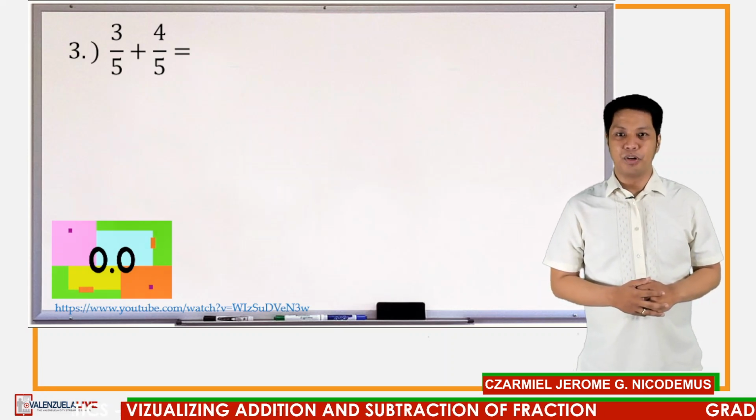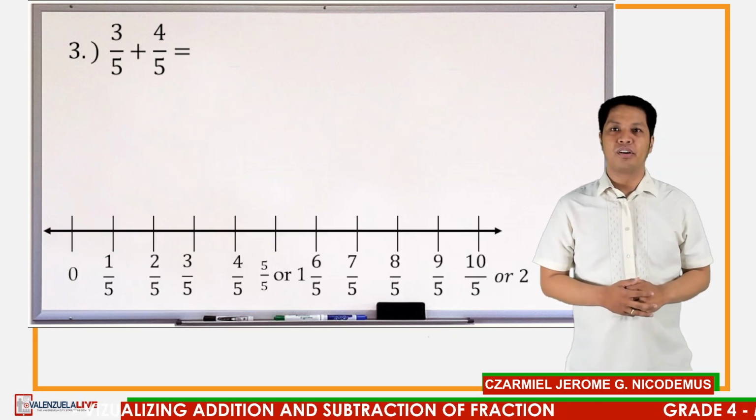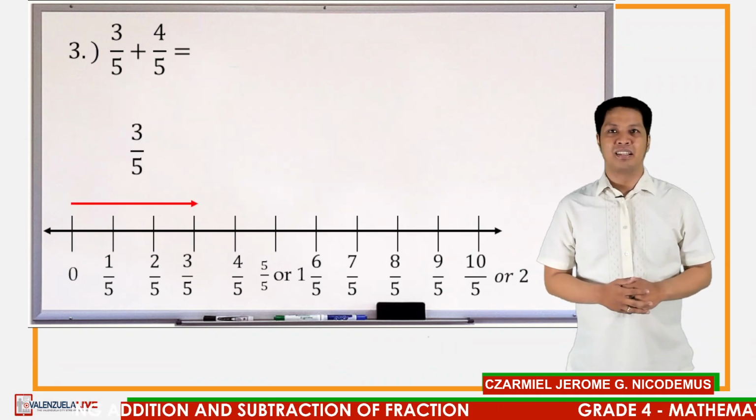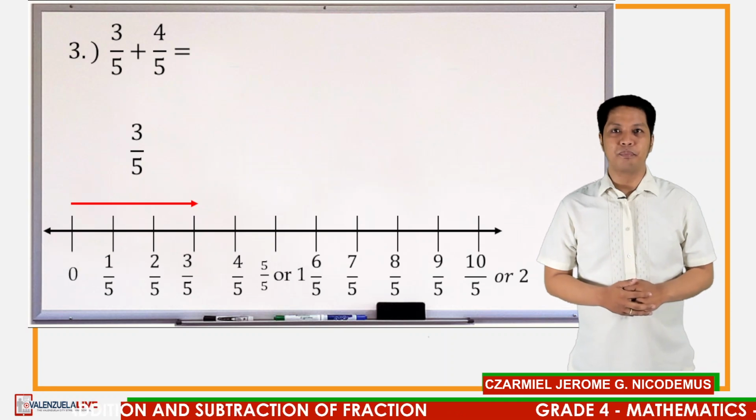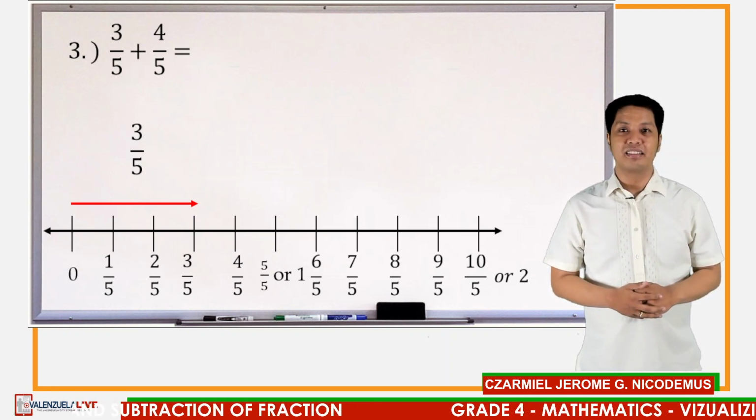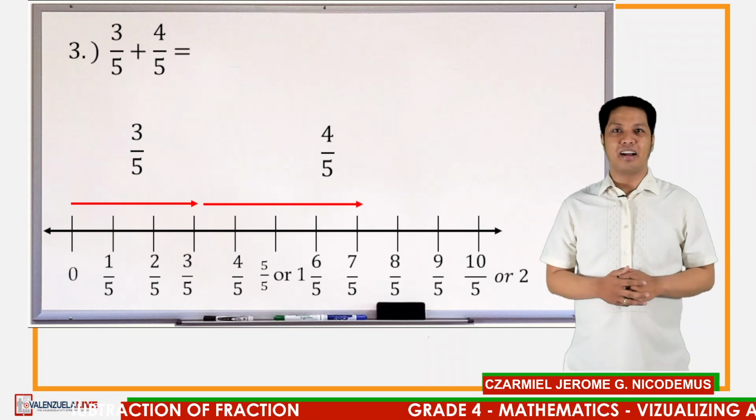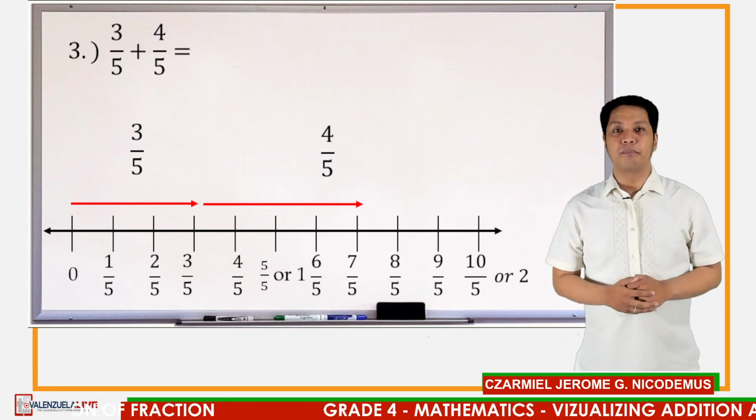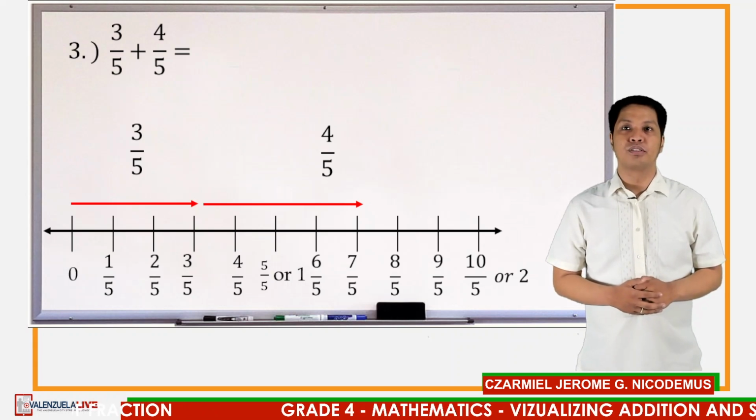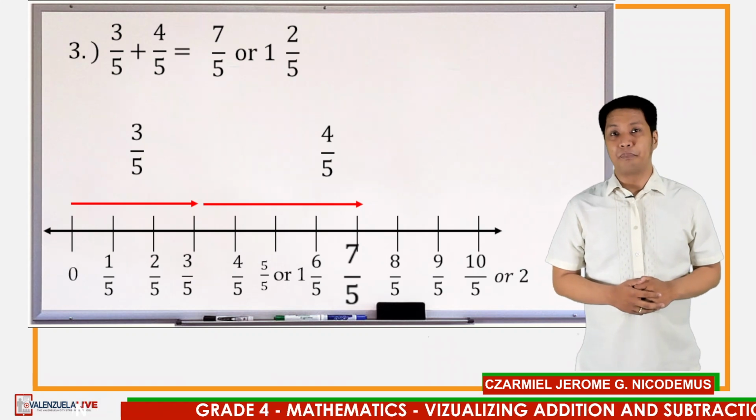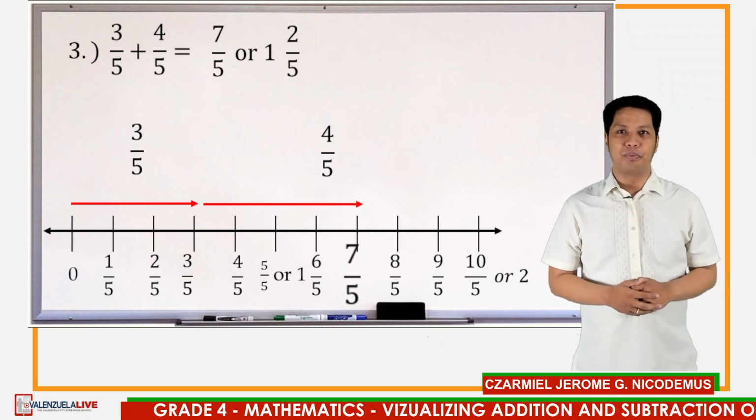Three pips plus 4 pips. So let us draw a line from 0 to 3 pips. Then from 3 pips, we will pass 4 lines to the right to represent 4 pips. So the line stops at 7 pips. So 3 pips plus 4 pips is equal to 7 pips or 1 and 2 pips.